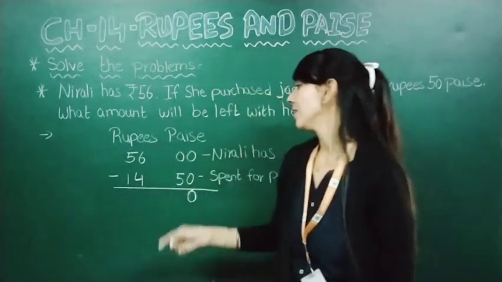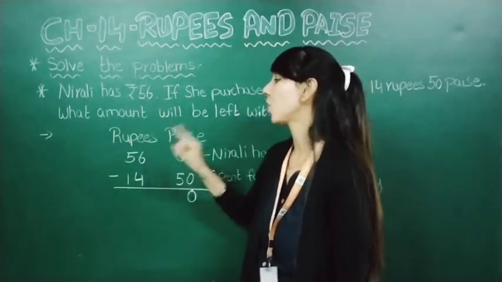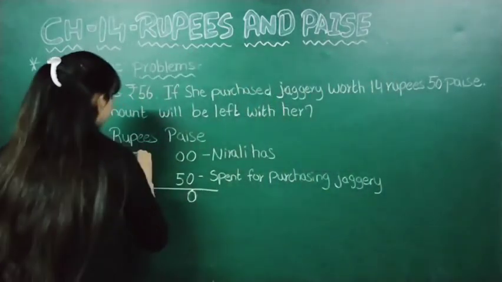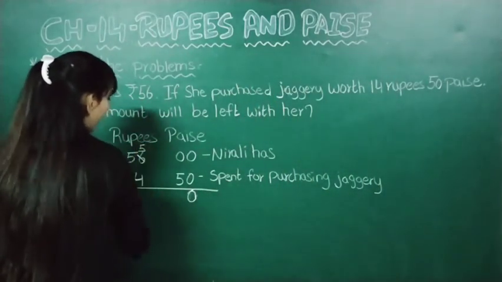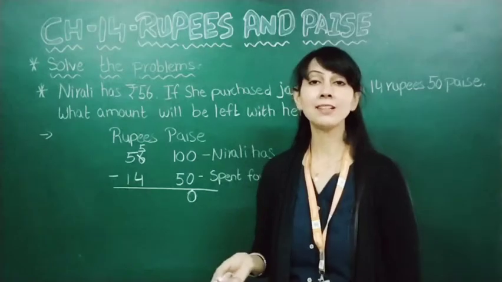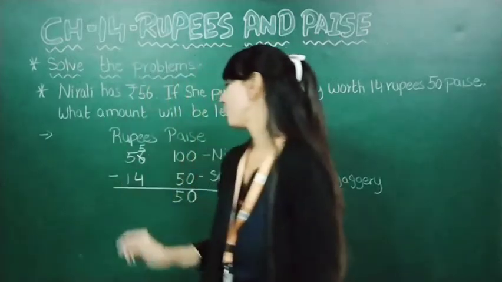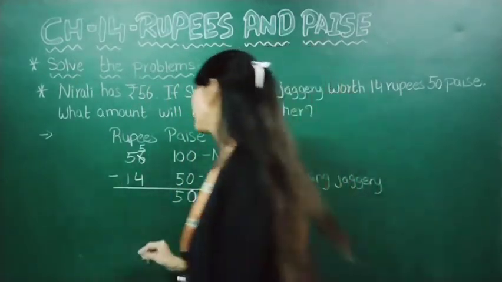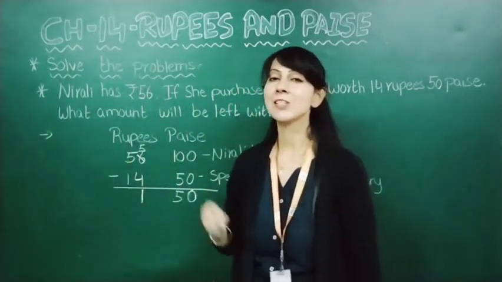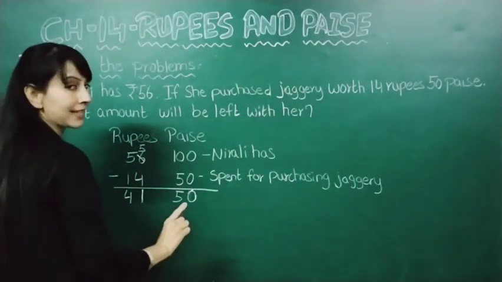Okay. Now you can see from 0, 5 cannot go. So what we can do? Yes, we will just borrow from 6 that you can see in rupees and that also in ones place. So we will just cut this 6 and make it 5. And here we will just put 1. Now this will become 10. Now 10 minus 5. Yes, you will get 5. Now 5 minus 4. Yes, you will get 1. And 5 minus 1. Yes, you will get 4. Now 41 rupees 50 paise.